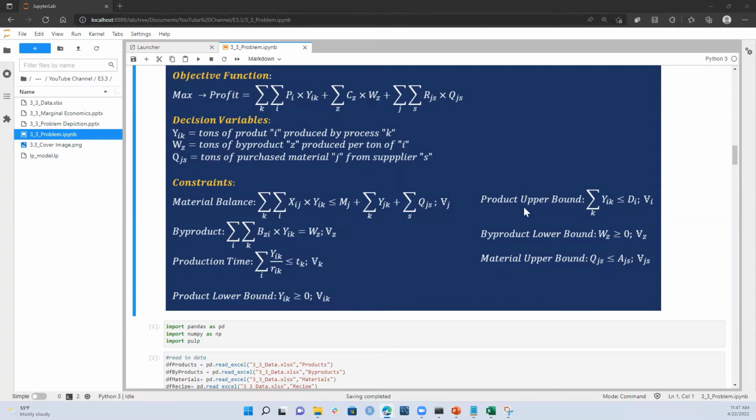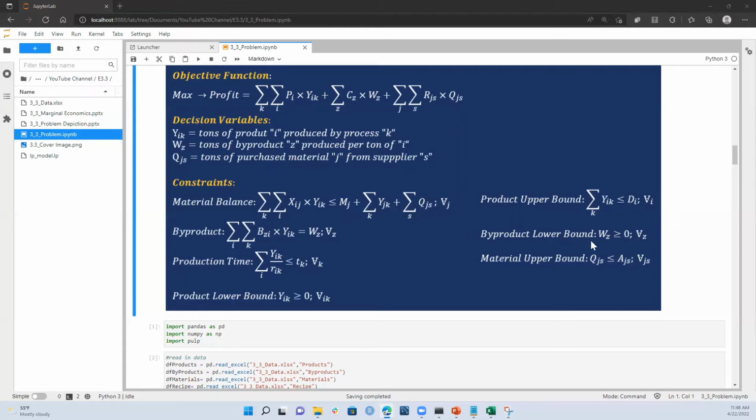We also now introduce a new constraint on our products. In past episodes, we've only had this non-negative production constraint, but we now have a product upper bound. This has to do with the concept of marginal economics, where we defined earlier D sub I, which is the maximum demand for product I. So for Y sub IK, summing that up across all machines, the total amount of production of product I has to be less than or equal to the total demand D sub I for that given product. And we do that for each product.